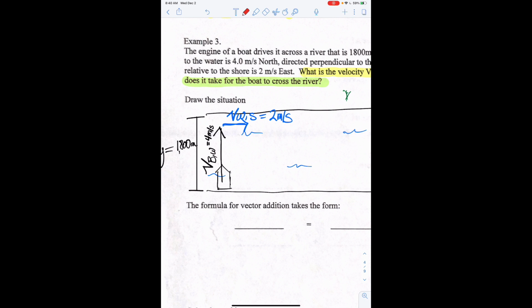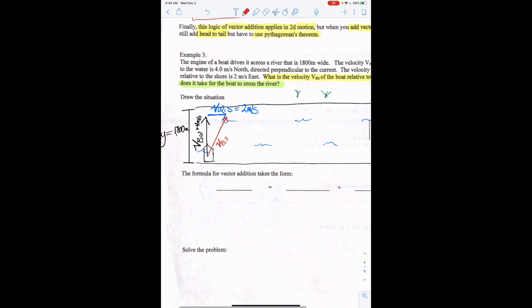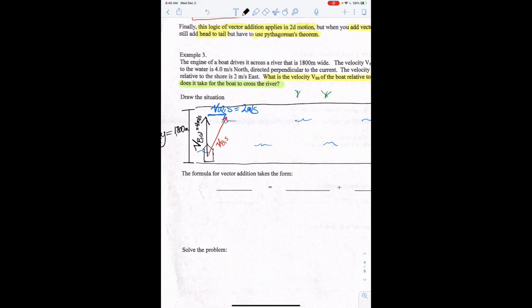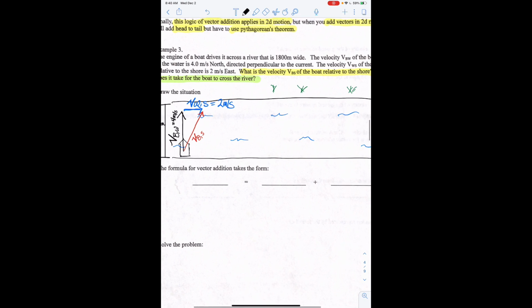Let me go ahead and draw this in. All right, this is the head to tail vector addition. This is, whoops, I wanted a V there. This is the velocity of the boat relative to the shore. Okay, so what we're saying then is, if I write this out down below, and maybe I'll write out the actual words and write it out twice, just so we're clear here.